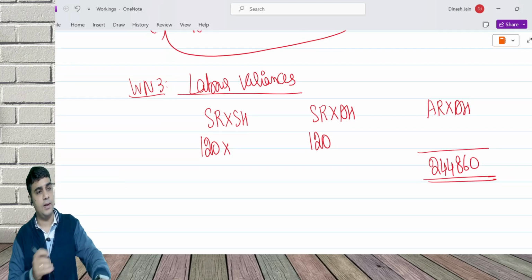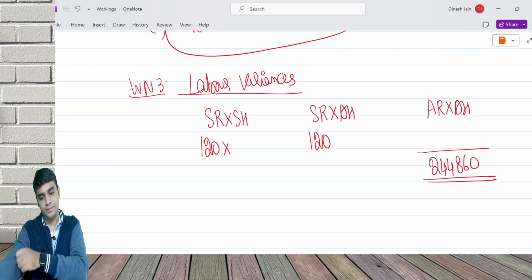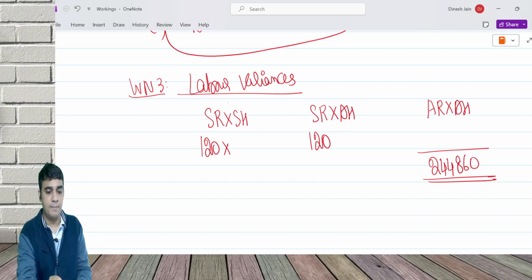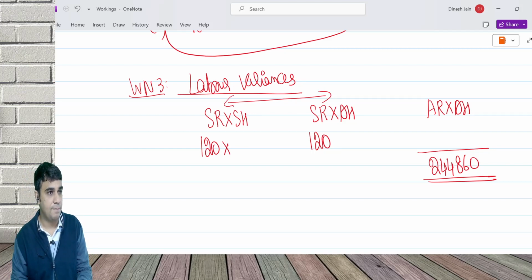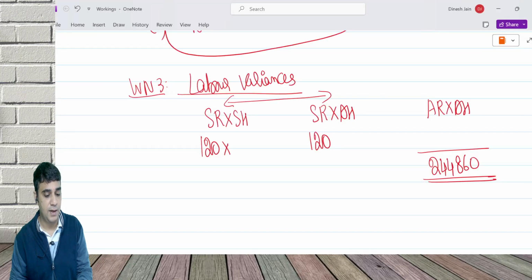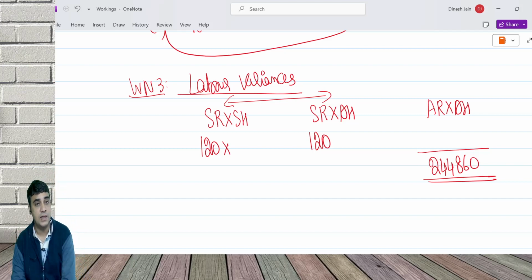Objective is to somehow get the table first. Which variance is given in the question? Efficiency variance, comparing these two. I cannot use the efficiency variance as of now directly, because SH is also missing, AH is also missing. What should I do then? SH is missing, AH is missing. I cannot use the efficiency variance.